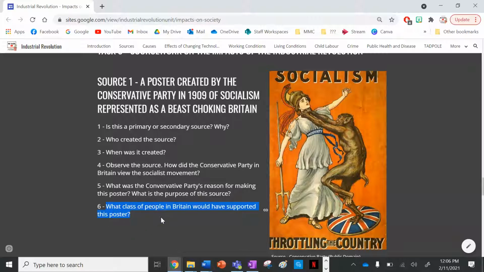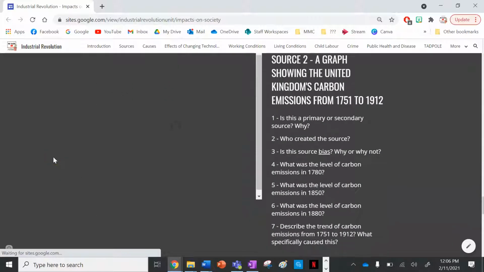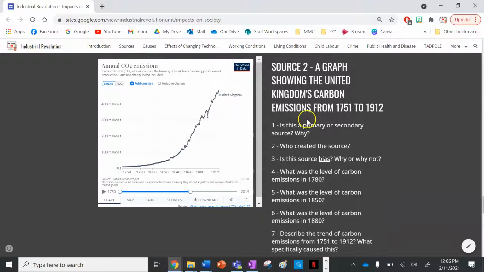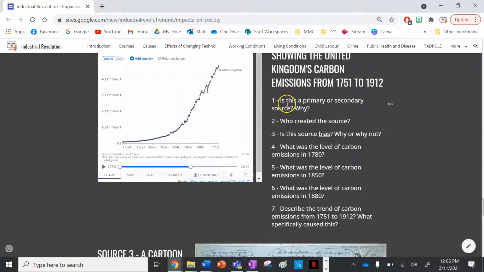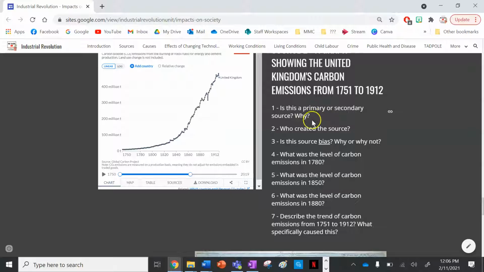So the working class were the people who suffered during the Industrial Revolution, so they were the ones who most wanted things to change and become more socialist. So that's source 1. Let's have a look at source 2 now. Source 2 is a graph and it's about CO2 emissions in the United Kingdom between the years of 1751 to 1912. Number 1, is this a primary or secondary source, and why?